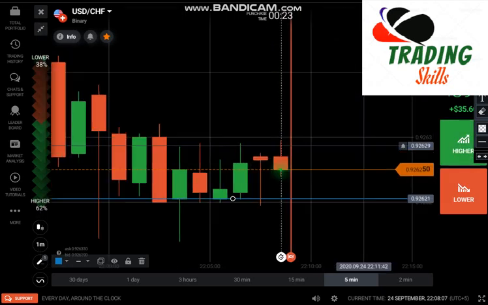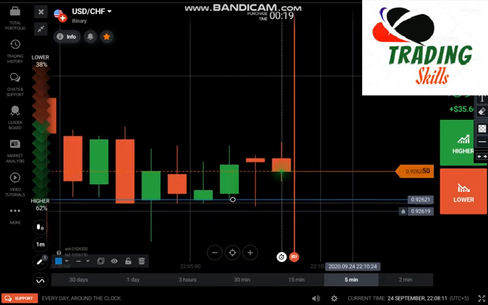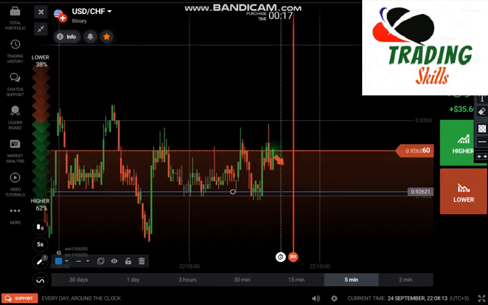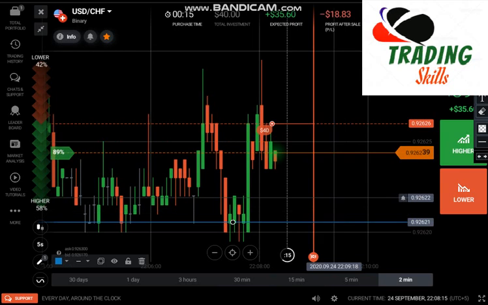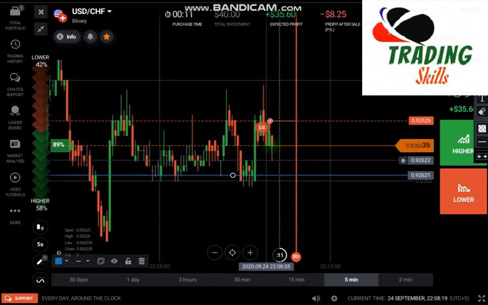So let's analyze the market here. Okay, so here from this point I can go with sellers. I need a good entry point. Okay, I have taken my trade down, a very good entry point, so I will definitely win this trade too.